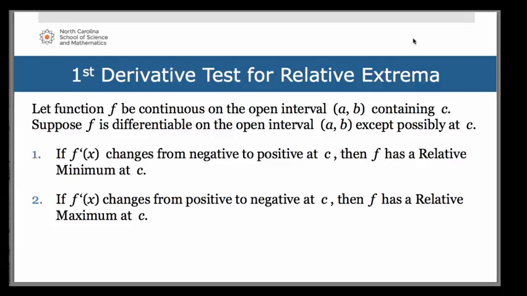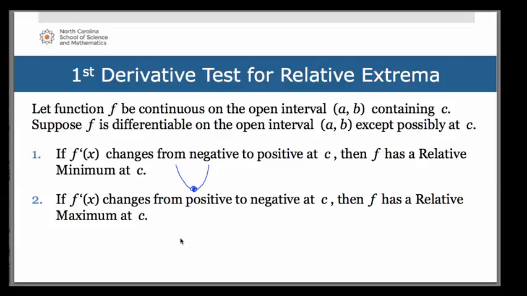If the derivative f prime of x changes from negative to positive at c, then f has a relative minimum at c. Now think about why that makes sense. If f prime is changing from negative to positive, we know that tells us that this function is going to be changing from decreasing, because that's where the derivative is negative, to increasing, because that's where the derivative is positive. And notice at the bottom you have a minimum that's formed.